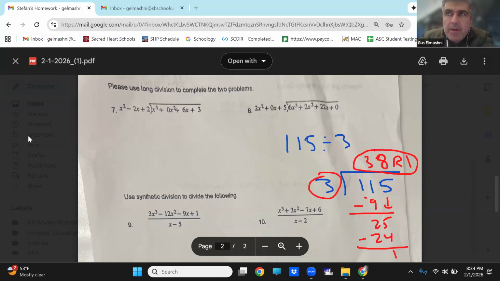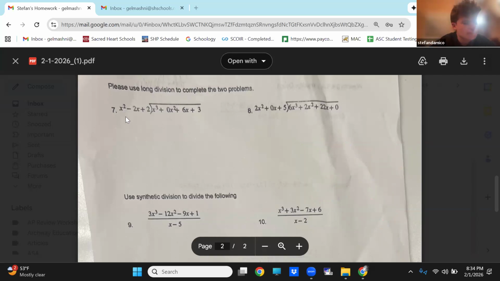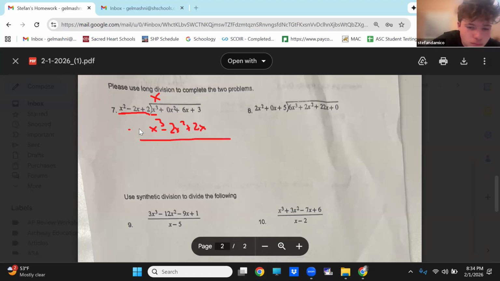So you can do something very similar here. What do you multiply x squared by to get to x cubed? Well, x. X squared times x, so you get x cubed. And then you can multiply all this by x. So it becomes -2x squared, positive 2x, and then you subtract. And I put this in parentheses because you have to make sure you protect it. That goes away. 0 minus negative 2x squared is 2x squared. 6x minus 2x is positive 4x. And bring the 3 down.